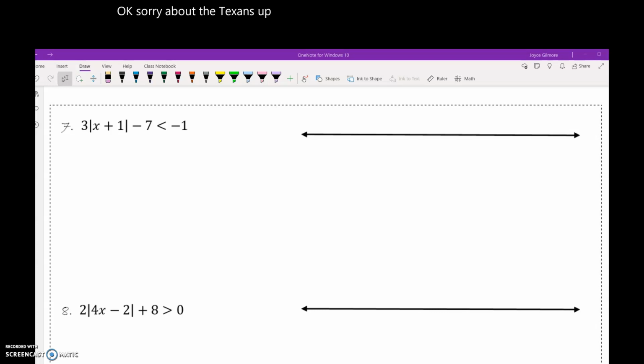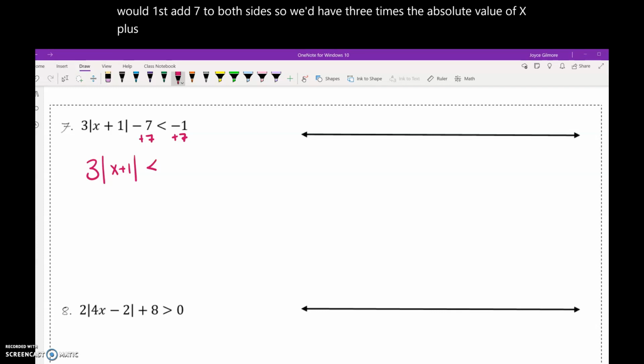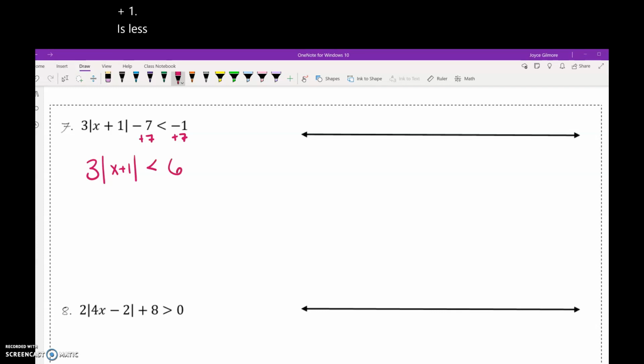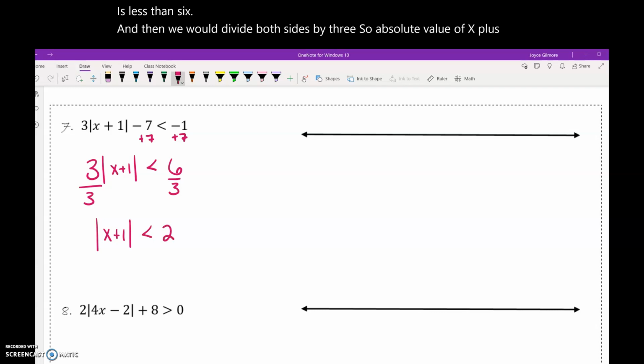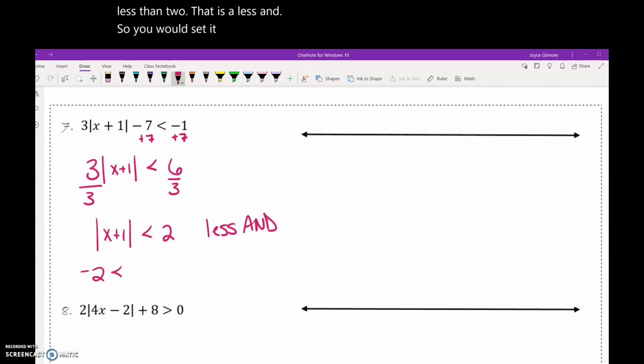All right, let's look at this next one. We would first add 7 to both sides. So we'd have 3 times the absolute value of x plus 1 is less than 6. And then we would divide both sides by 3. So absolute value of x plus 1 is less than 2. That is a less and. So you would set it up -2 less than x plus 1 less than 2, solve, and graph.